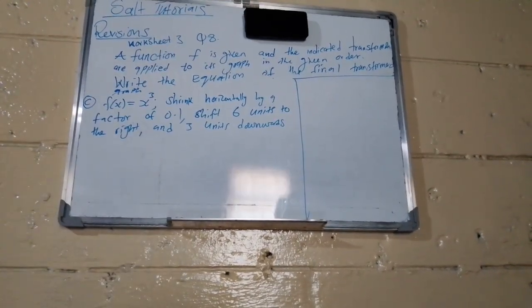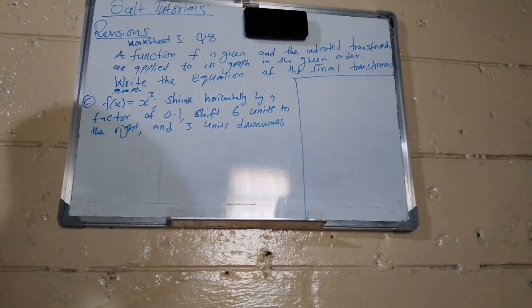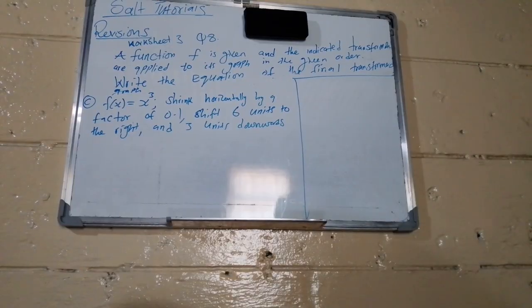So we have the last one, on question 8. This one says that if we have f of x equal to x power 3, which is a cubic function, and then this f of x equal to x power 3 shrinks horizontally by a factor of 0.1, and then we are told that it shifts 6 units to the right and 3 units downwards. What would be the final equation for the transformed graph?